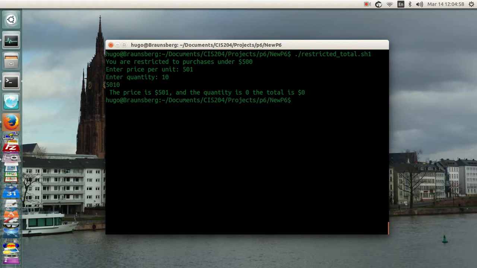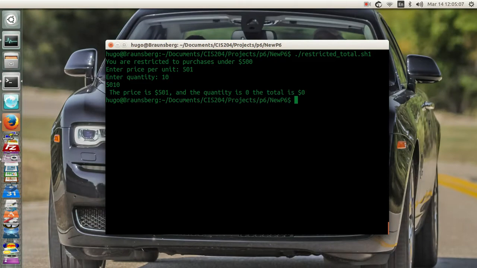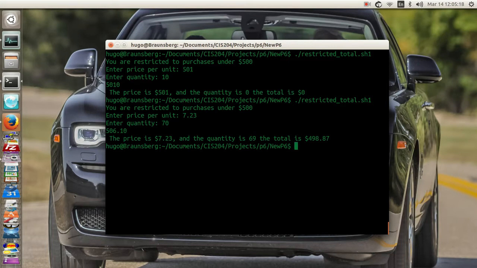Well, it works. It tells me the total price is 5010. And the price is $501 and the quantity is 0. So it didn't let me do that. But let's do this. $7.23, and I want 70 of these guys. It worked. The price is $506. It shaved the total down to $69, and it gave me a grand total of $498.87.